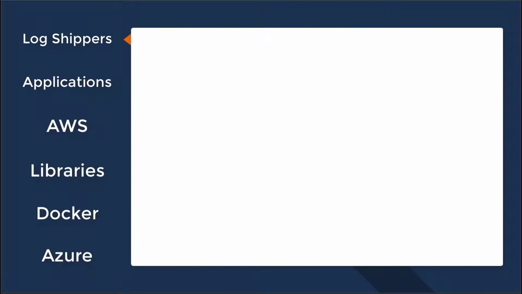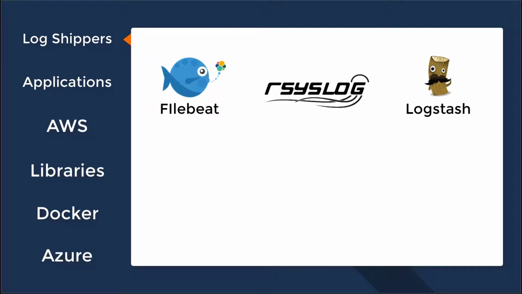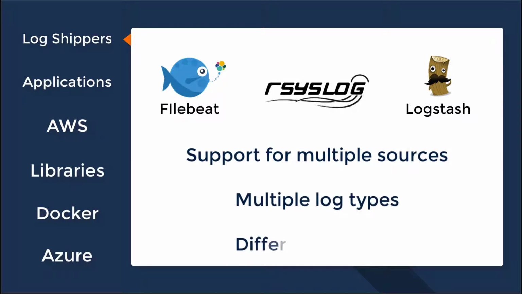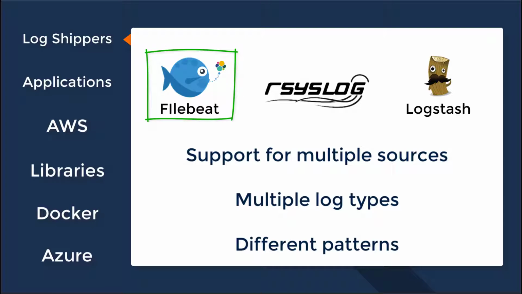If you do not have control over your code, or if you have products or solutions that write to log files, you may use a log shipper to send these files to your Logz.io account. The advantages of using log shippers are they support multiple sources, you can have multiple log types, and you can have different patterns. Our recommended shipper for this case would be Filebeat. More details will be provided in the Filebeat section of this course.